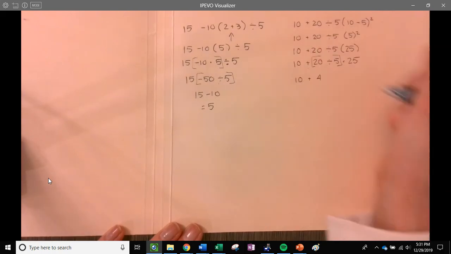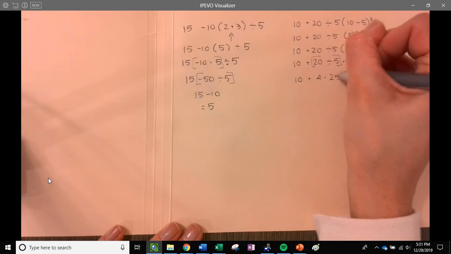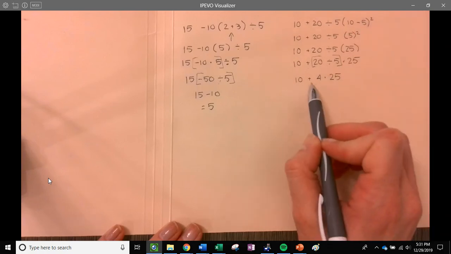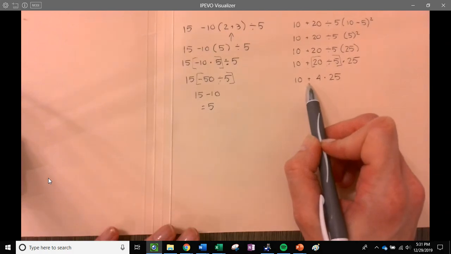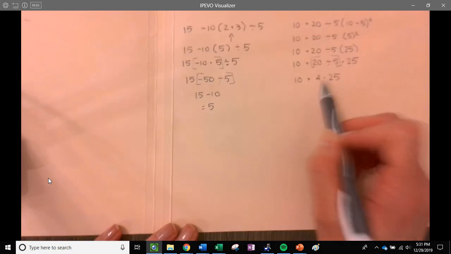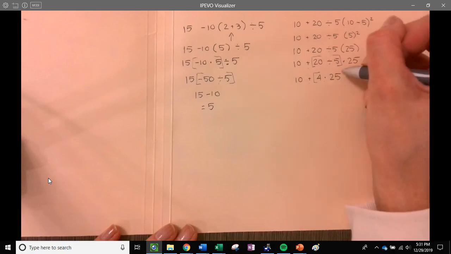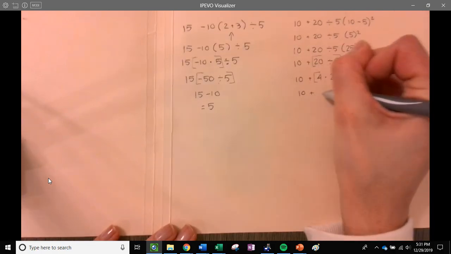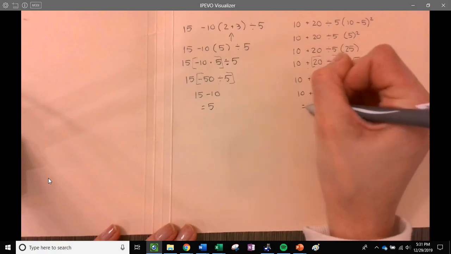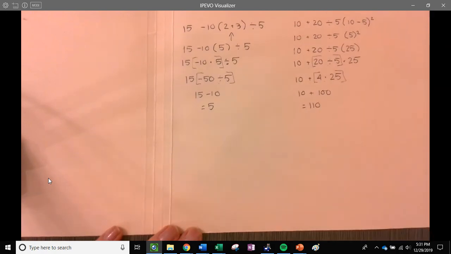And we get 20 divided by 5 is 4 times 25. So now we start again, reading left to right. We're going to hold off on the adding because that's the last step in the hierarchy. But our next sign is multiplication, so we're going to multiply the number on the left of the sign by the number on the right of the sign. We get 10 plus 100. Well, that equals 110. Pretty good, right? Not too bad. Let's try a couple more.